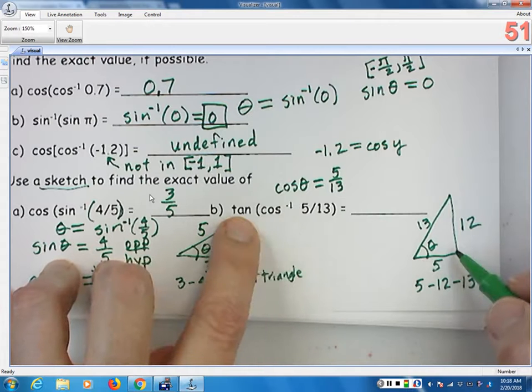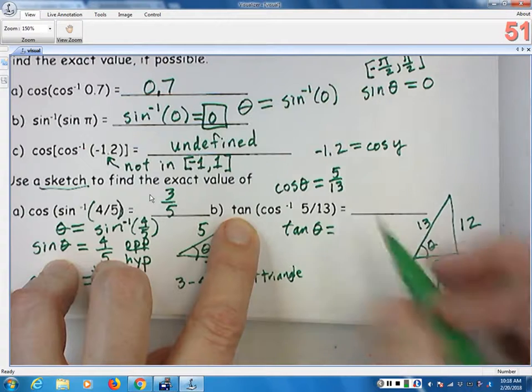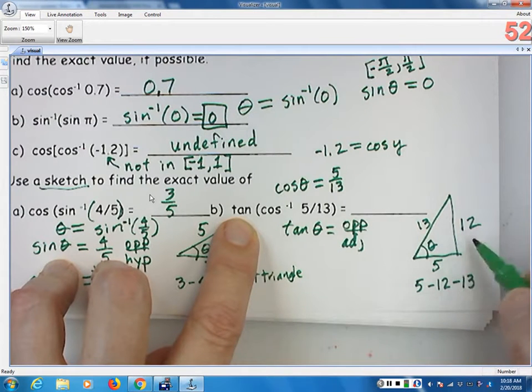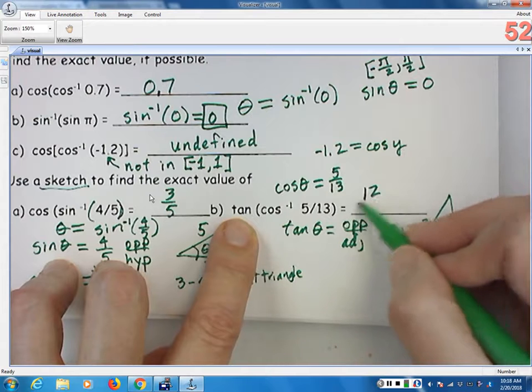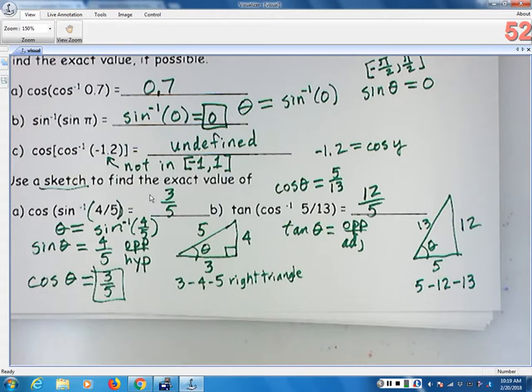Now we can find tangent. Tangent of theta is opposite over adjacent, which is 12 over 5. Okay? So it's the 5, 12, 13 triangle. So take a look at that, but the homework's not going to be due. That's how you have to do that homework. Okay, so we never had to find that angle. We just had to draw this triangle.